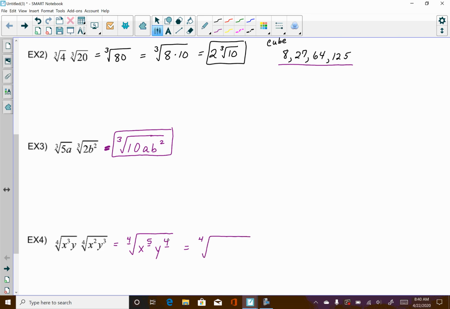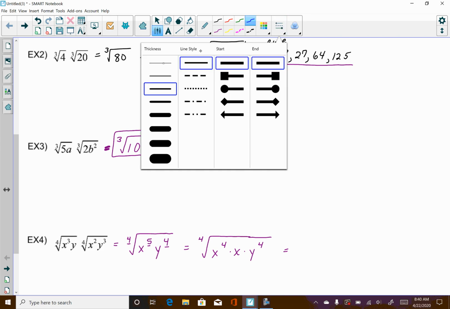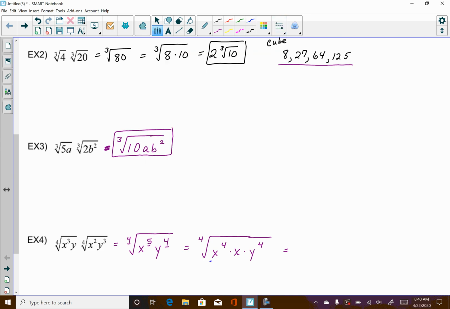So I have the 4th root. I can rewrite x to the 5th as x to the 4th times x. And then y to the fourth is already a multiple of 4, so just leave it alone. And now come through and take the fourth root of all the pieces that we can. So the fourth root of x to the fourth, it's just x. So that one's coming outside the house. The fourth root of y to the fourth, that's just y. So that's coming outside. I'm not going to be able to do anything with this x here in the center, so that's going to stay inside, and that'll be part of your final answer. So xy on the fourth root of x, final answer.